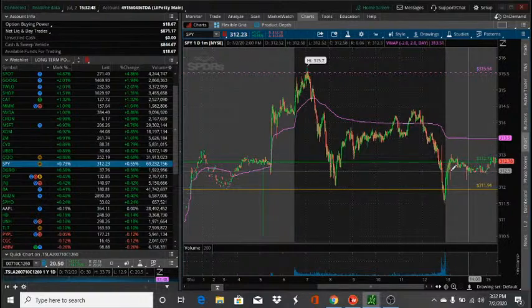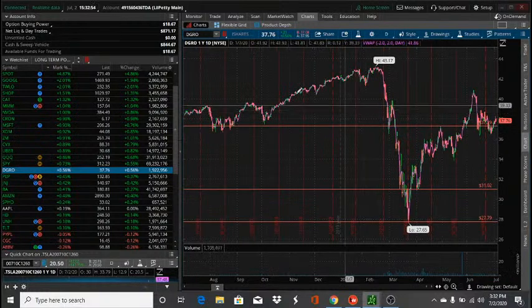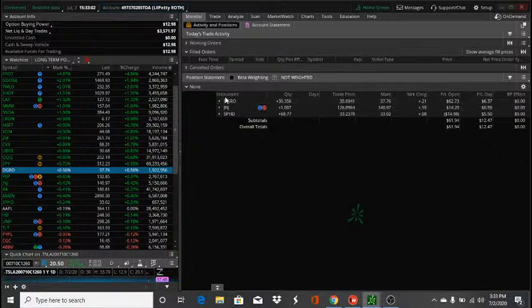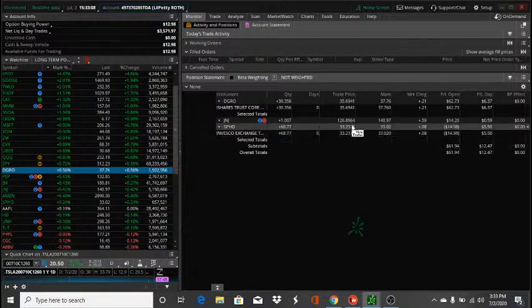DGRO is a great long-term ETF to add into your Roth. I have this in my Roth. I'll go ahead and show you guys my Roth real quick. As you can see, I have DGRO, 30 shares, and then SPHD, one of my bigger investments, 68 shares.